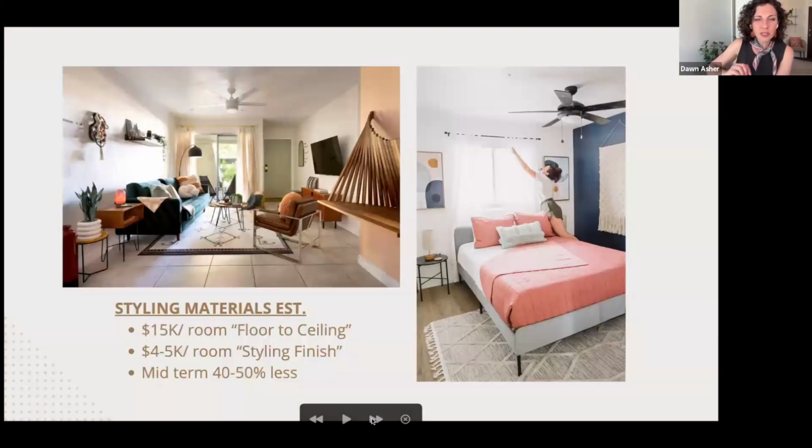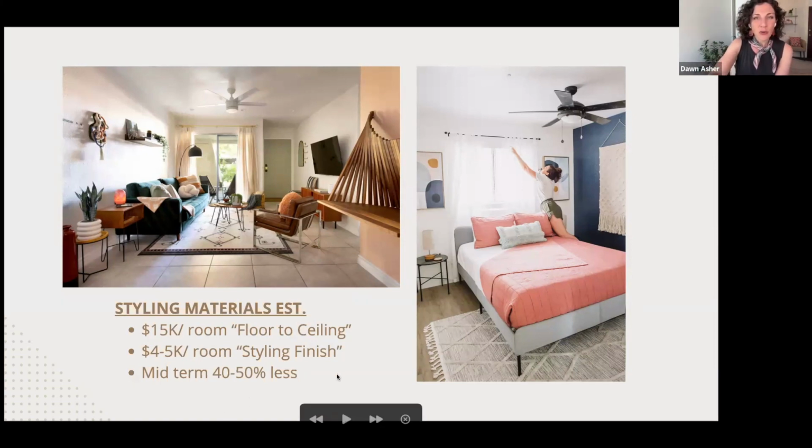Okay, so we talked a little bit about styling materials. I'll just review that again. We are talking around $15K per room, floor to ceiling. Now, obviously, if you have smaller bedrooms and a larger living room, some of that will balance out. Might be 20 grand for the living room, 10 grand for your bedroom. But that's essentially what we're talking about when we say those numbers. 4 to 5K for that styling refresh, or what we call a styling finish.